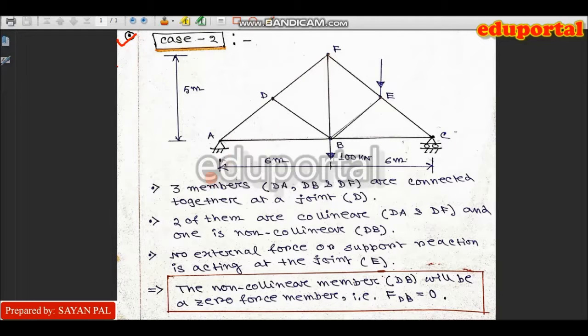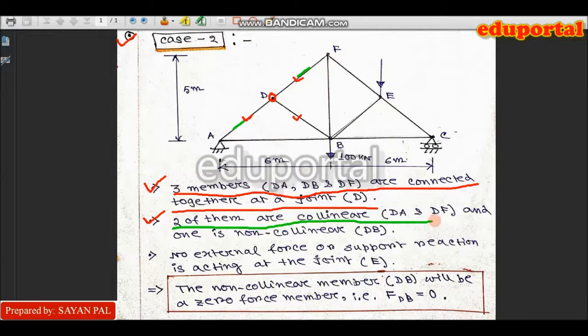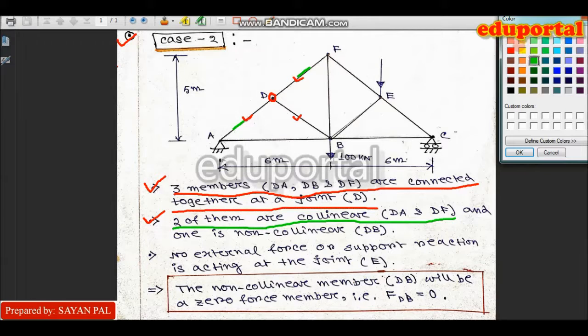See the truss. Now here, the first condition is three members DA, DB, DF are connected together at a joint. We can see that DA, this is DA, DB, this is DB, and DF are connected at a joint D. Which joint? The common joint is D. Second condition is two of them are collinear. Two of the members should be collinear. Here member AD and member DF, these two members are collinear members. Two of them are collinear, DA and DF, and one member is non-collinear.